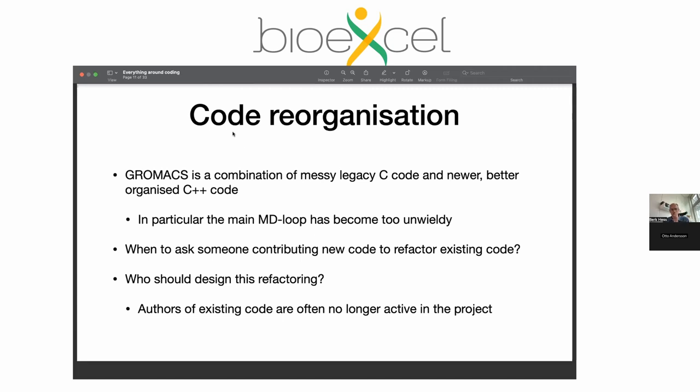But then, of course, you need to coordinate what should be refactored and who should design this refactoring. Often the people that wrote the original code are no longer active in the project. So then you need to first figure out, how was this code designed? How should it look like? What do we want this to look like? How should we organize it? This is not fun, but it's rather important to keep the code maintainable, because you can't just keep hacking on stuff like the MD loop, which is now getting too complex. So this is what happens with old code.